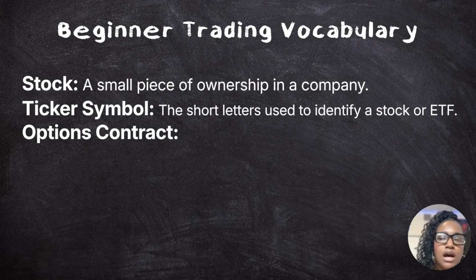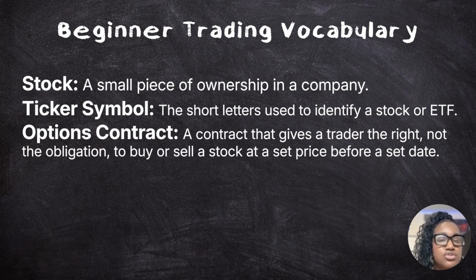Okay, now when it comes to an option contract, it's a contract that gives the trader the right, not the obligation, to buy or sell a stock at a specific price before a set time. Now, I want you to remember this: one option contract usually controls 100 shares. So this is why options is a wonderful way to get into the market, where you are able to take advantage of these big stocks or these big companies like Tesla, Apple, NVIDIA, AMD.